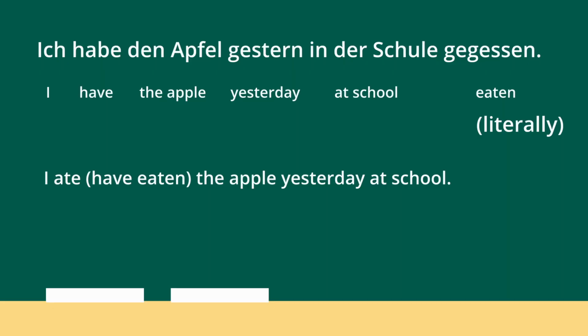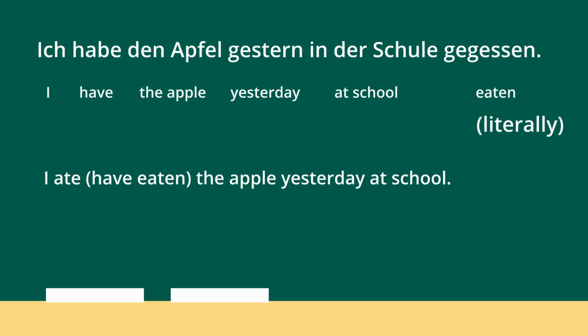And if you have more information that you want to add to the sentence, for example, you want to say, I have eaten the apple at school yesterday. So the first verb is on the second position, the last verb will be put at the very end, so all of the additional information will be squeezed between these 2 verbs. So it would be, ich habe den Apfel gestern in der Schule gegessen. I have the apple yesterday at school eaten.